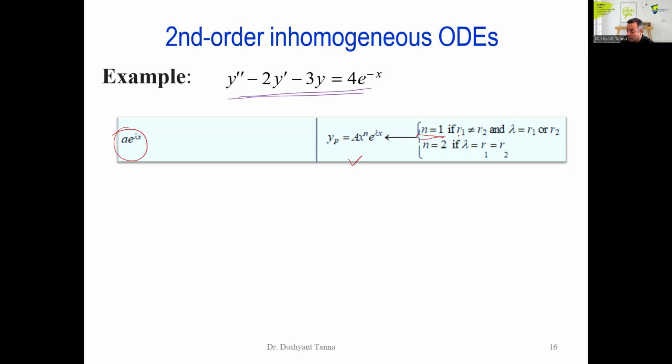R1 and R2, and we'll use n is equal to 1 if R1 is different from R2 and lambda is either one of them, and we'll use n is equal to 2 if lambda is similar to both of them, not just one of them. But YP is in the second step. First step first. Let's talk about YH.